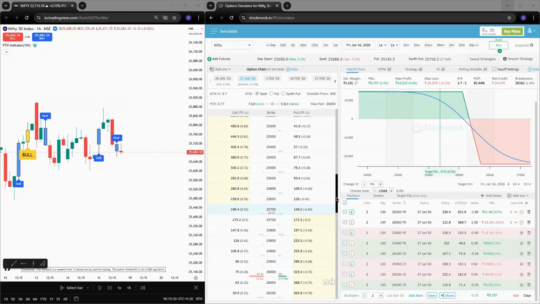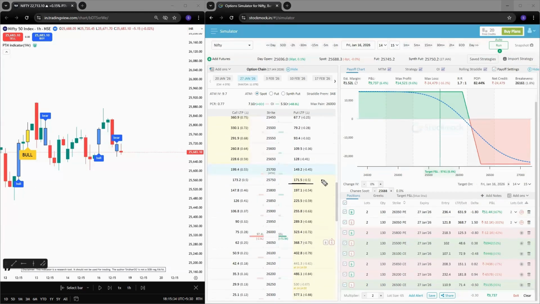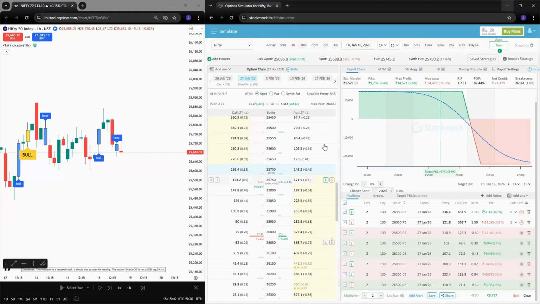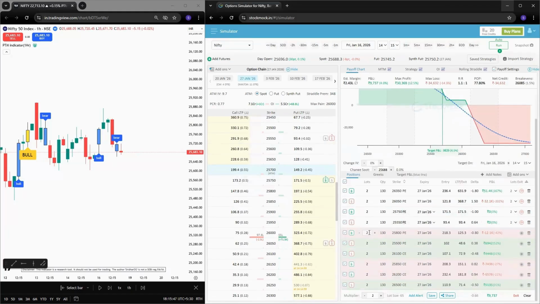Okay. So how do I create a bearish debit spread as per rule? 0.5 put, I have to buy 0.5, and 0.3 I have to sell. So 0.5 buy, 0.3 sell. Same, 2 lots only. I'm not increasing my lot size.